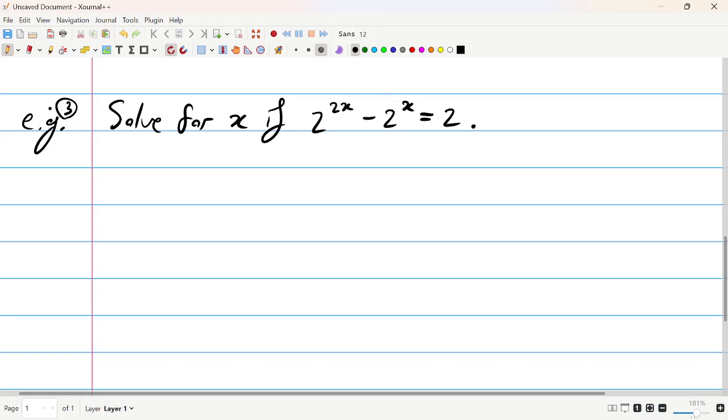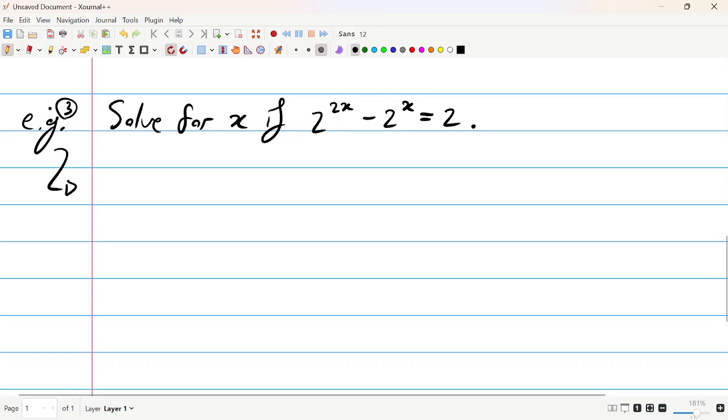Okay, so I had to give a question like this. This has to be shown in an example, so let's do it. We have 2 to the power of 2x minus 2 to the power of x equals 2, and we need to solve for x. Now first things first, what on earth are we going to do here? Because clearly in the other examples it was more simple, right?